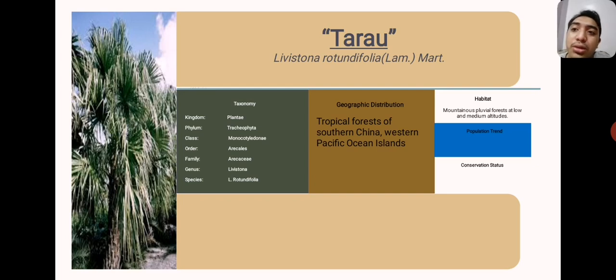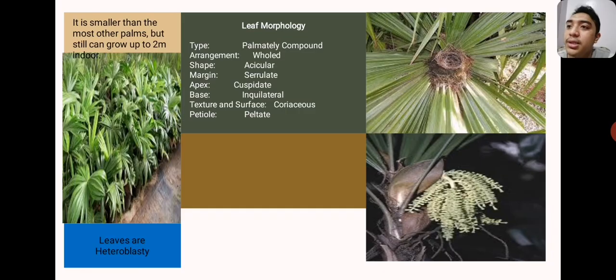Geographic distribution: tropical forest of southern China, western Pacific Ocean, in island. Habitat: mountainous pluvial forest at low and medium altitude. The population trend and conservation status: I didn't find it. This species can grow smaller than most other palms, but still can grow up to 2 meters indoor.